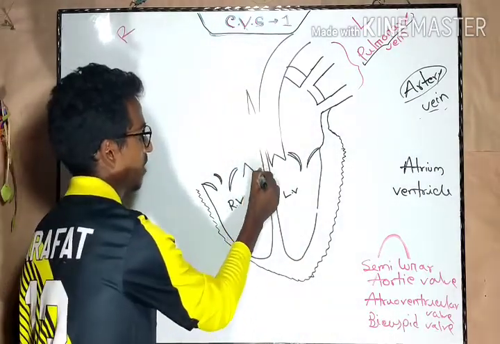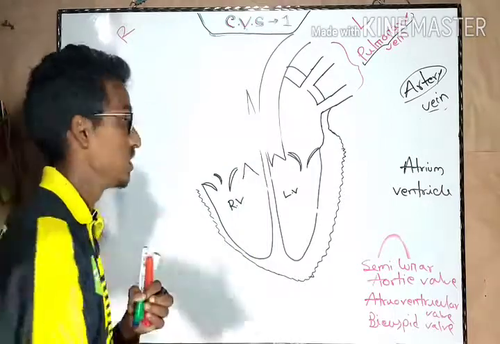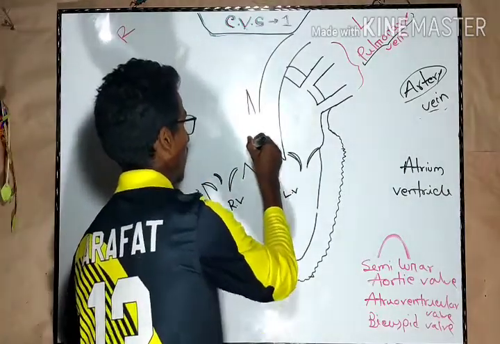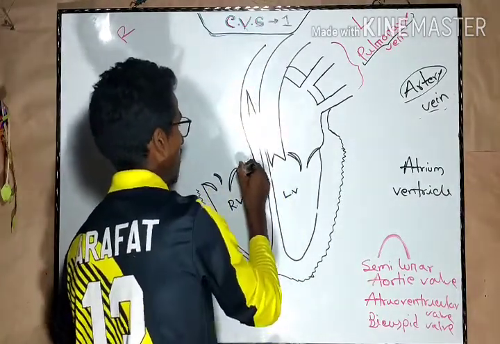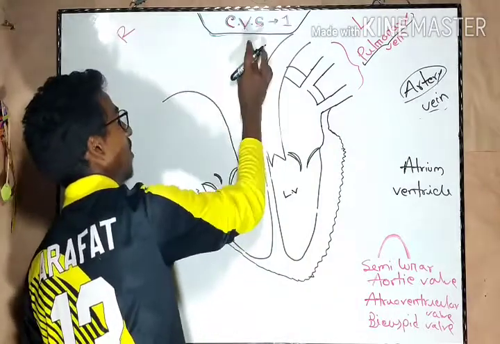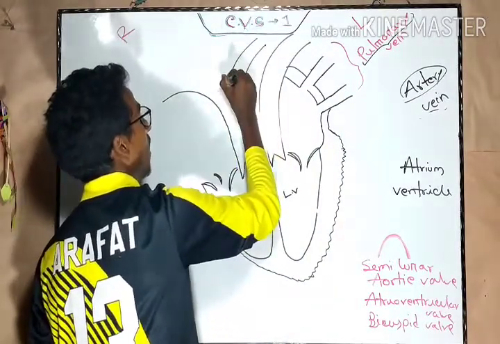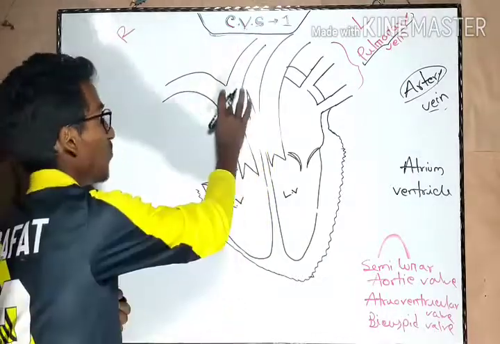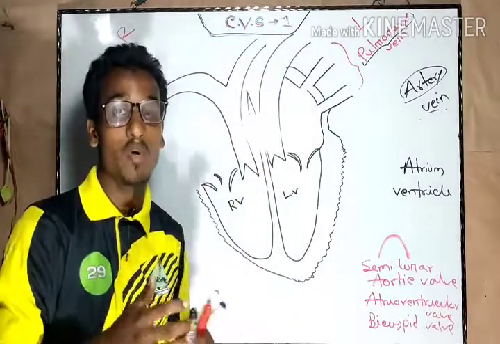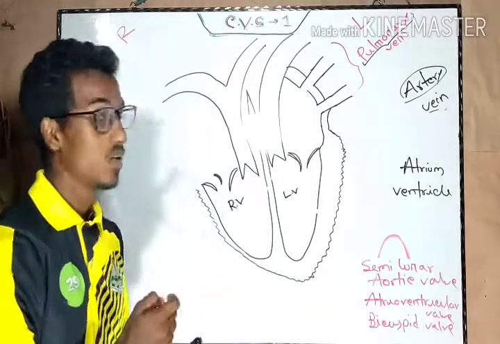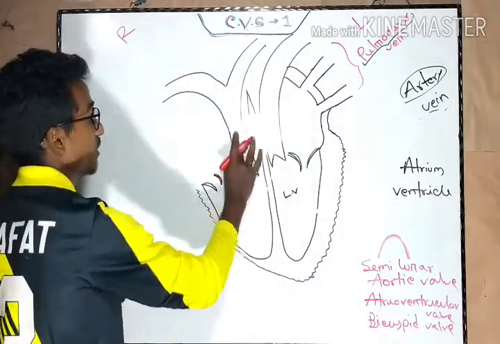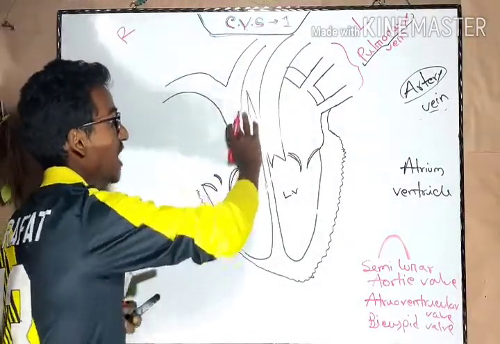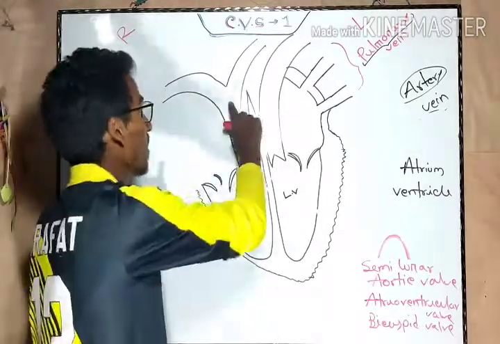This valve here, on the way, has large vessels, and it bifurcates into two branches. This large vessel is called the pulmonary artery. Look at that. This is called the pulmonary artery, and a pulmonary artery has two branches.